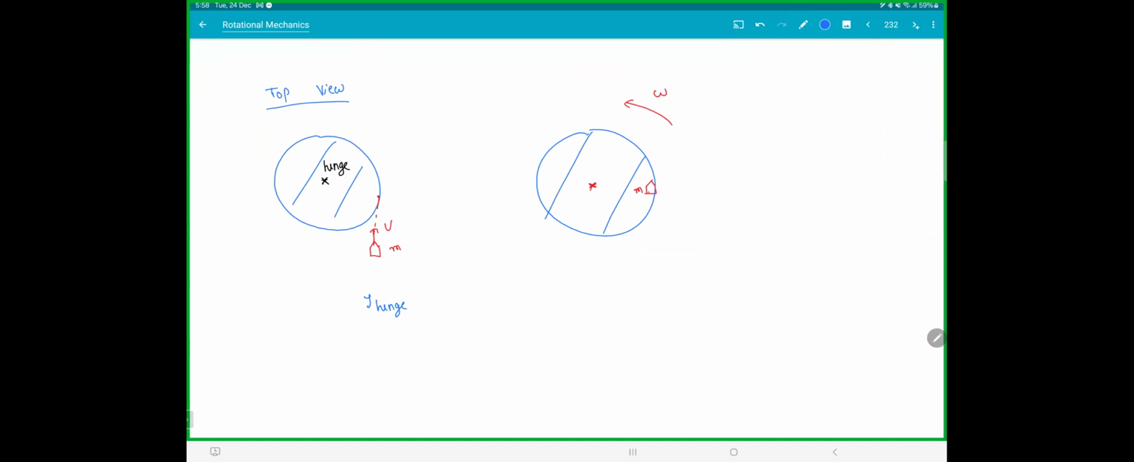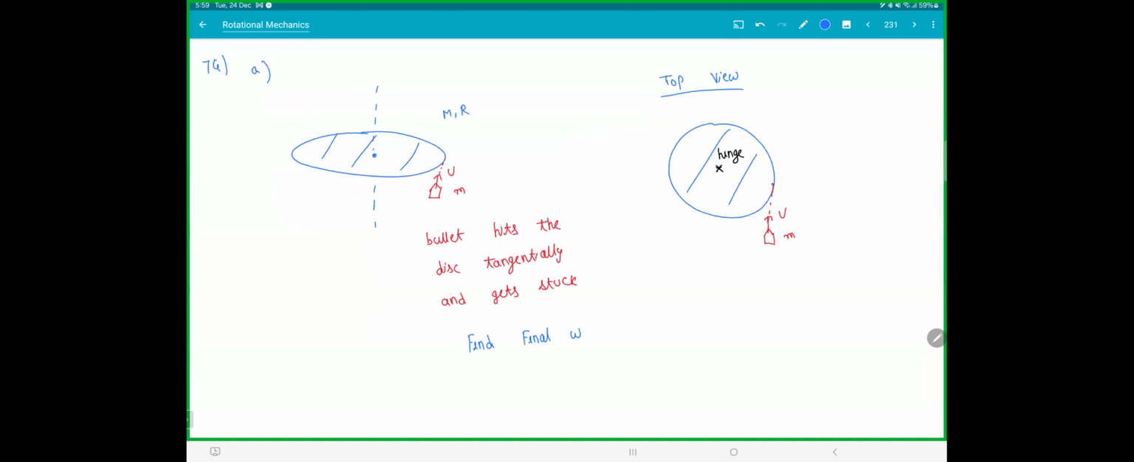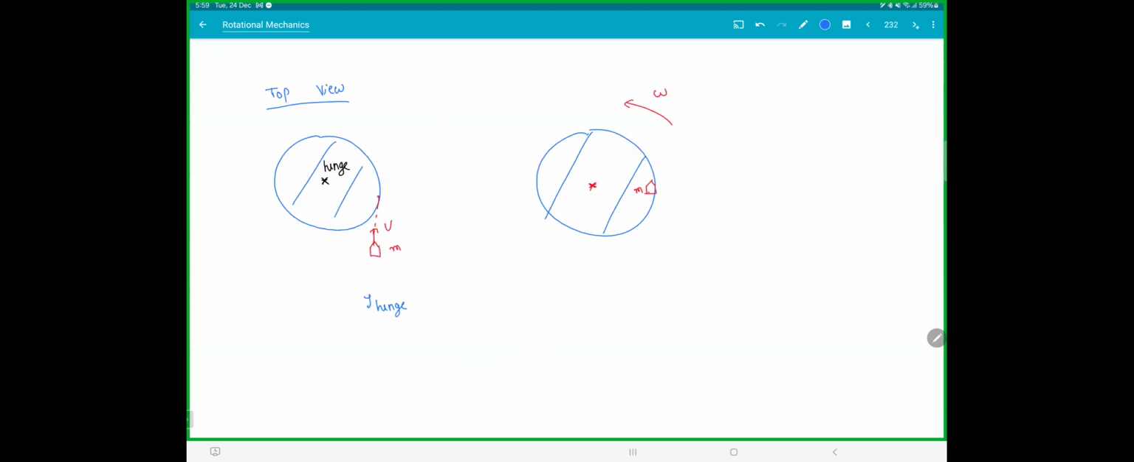You can't conserve energy. If the bullet is getting stuck, it means it's a perfectly inelastic collision. Energy conservation is not valid. And there is a hinge. It is fixed in the center, means there's an external force. You can't conserve linear momentum. So only one is left, angular momentum. So torque about the hinge is 0.